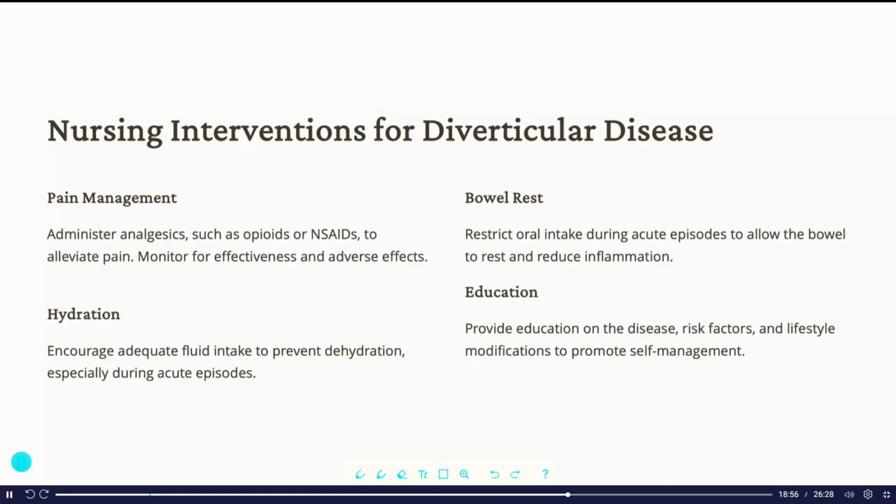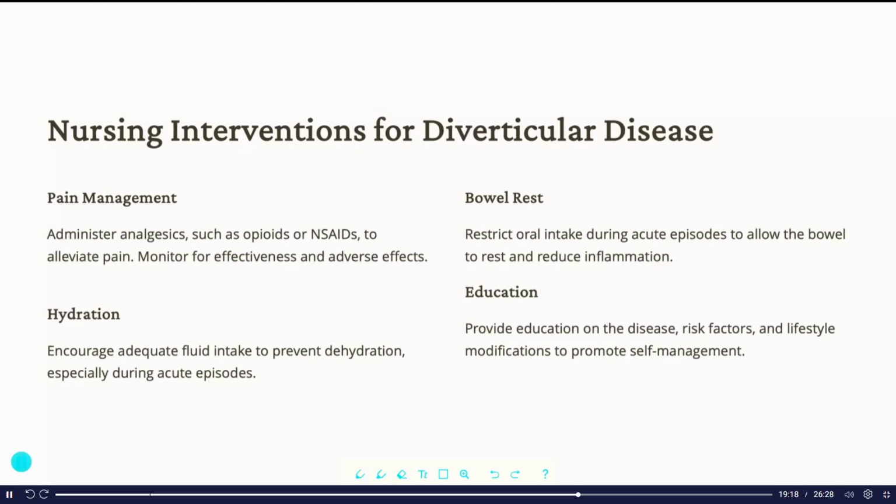And again, if we are giving pain relievers, remember a side effect of that is constipation, so we want to keep that in mind. We want to monitor intake and output, of course, and then monitor for signs of perforation. So is the patient distended? Do they have a fever? Are they restless, tachycardic, etc.?